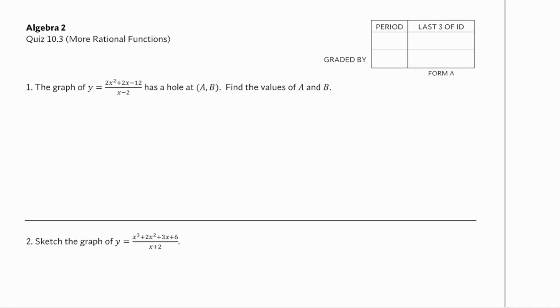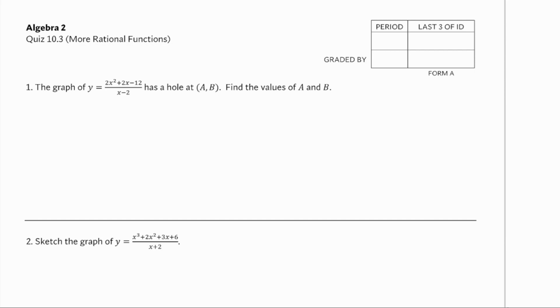Alright, welcome back. In this video, I'm going to be working quiz 10.3 for Algebra 2. And this is more rational functions, more sketching functions, more asymptotes, but now I think we're mixing in some holes in graphs. Alright, so the first one is there is a hole in this graph at A and B. Find the values of A and B.